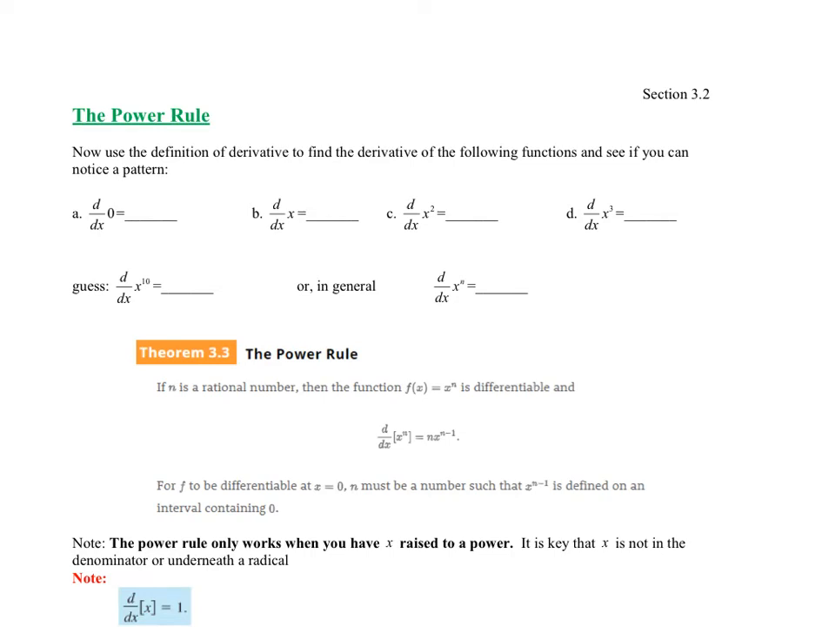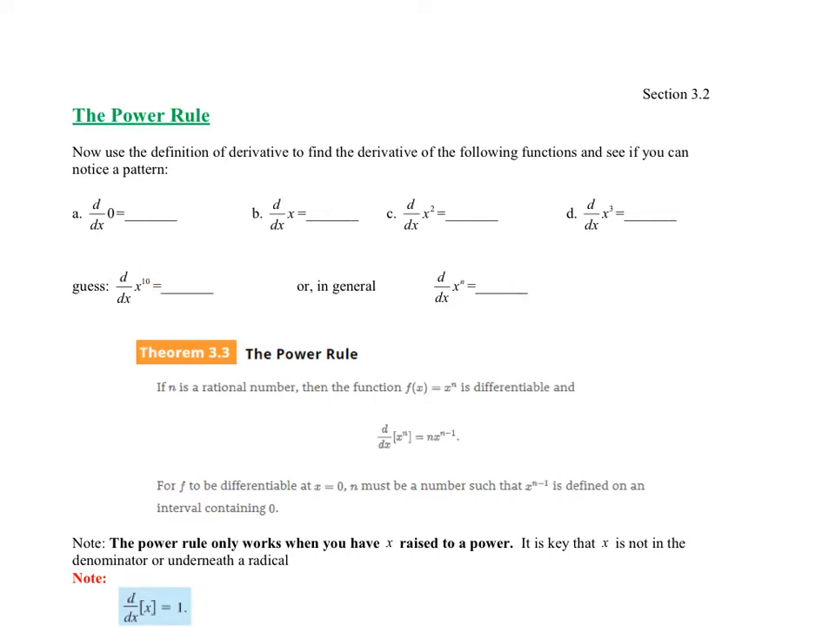Okay, let's read this next part. It says, now use the definition of derivative to find the derivative of the following functions. See if you can notice a pattern. So we're going to go ahead and do it for the derivative of 0, x, x squared, x cubed. Then we're going to guess what it is for x to the 10th, and then we're going to see if we can find it in general.